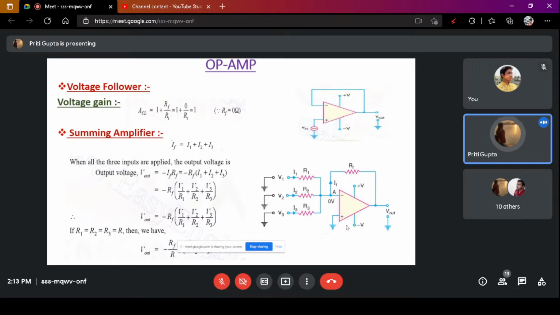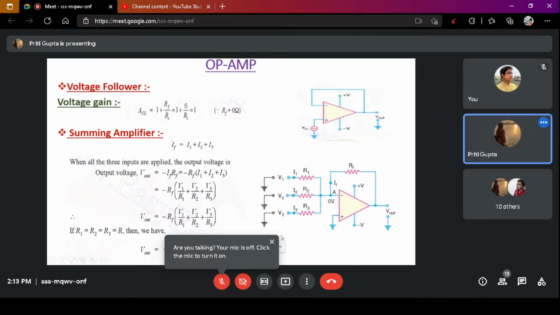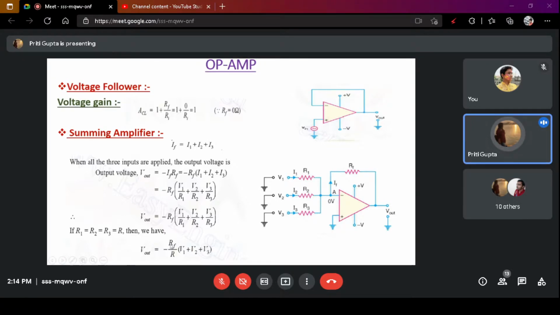Next, current equals voltage divided by resistance, so instead of I1 it's V1 by R1, instead of I2 it's V2 by R2, and instead of I3 it's V3 by R3. And this is your V output. If R1, R2, R3 are all the same, let us assume 10 kilo ohm, then it will be RF by R, because this will be the same, so we take V1 plus V2 plus V3 common. Clear? What is a summing amplifier?